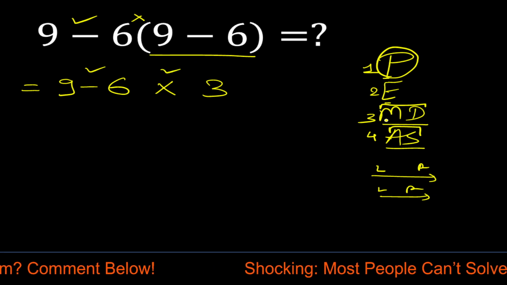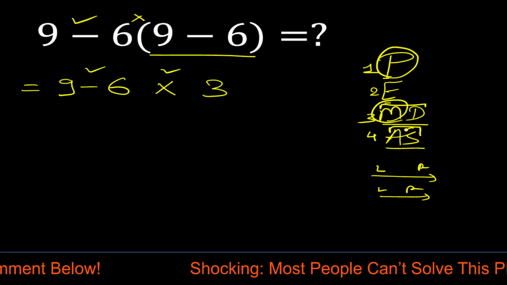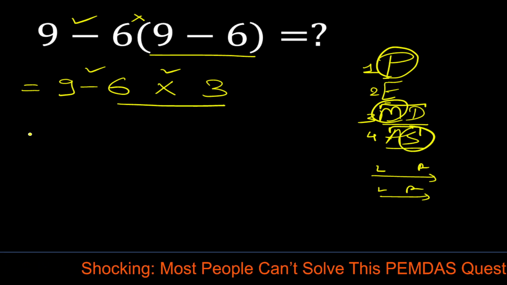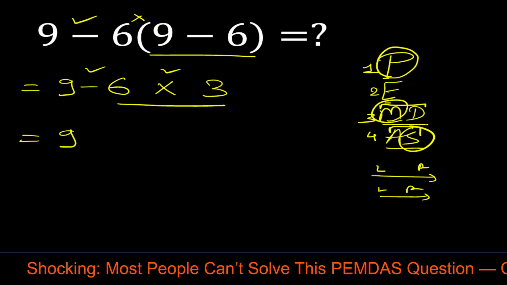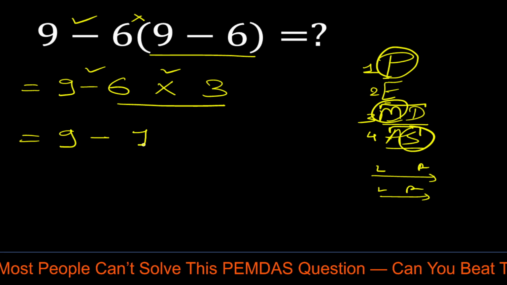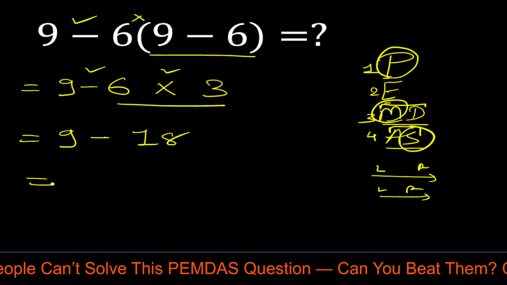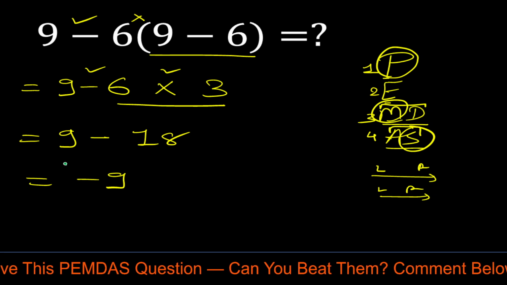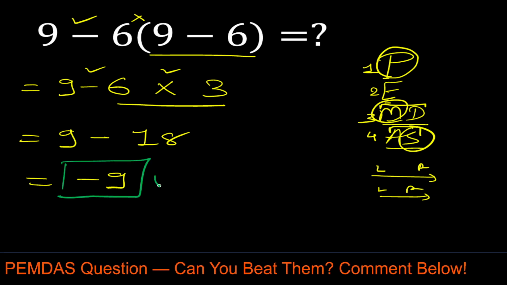Now here we have subtraction and here multiplication. So according to the PEMDAS rule, first we have to solve multiplication. Then we have to solve subtraction, right? So first we have to solve this multiplication. So 9 minus, now solve this multiplication, 6 times 3 is equal to 18. 9 minus 18 is equal to minus 9, right? So the correct answer is minus 9.